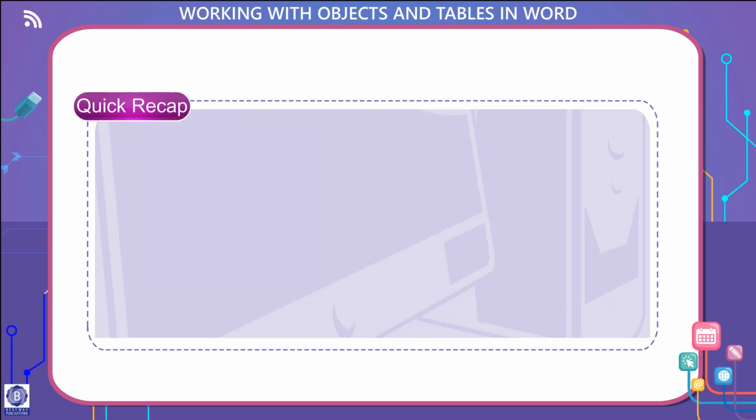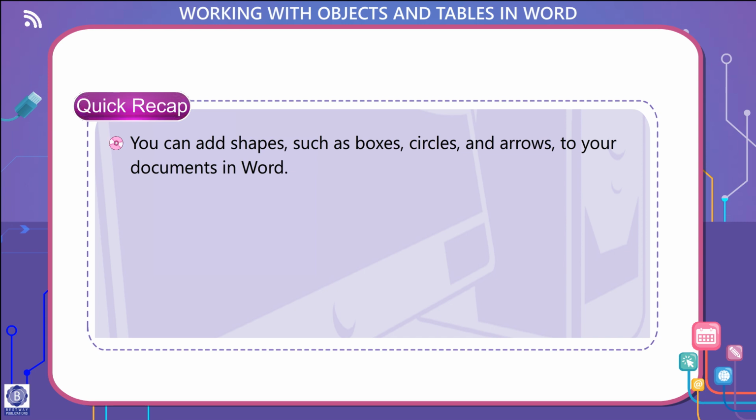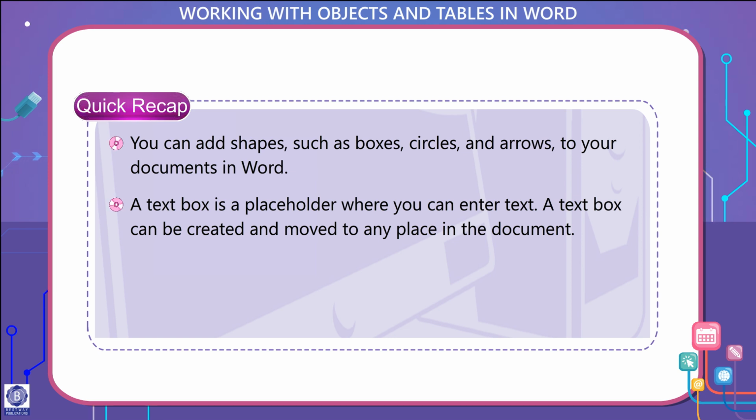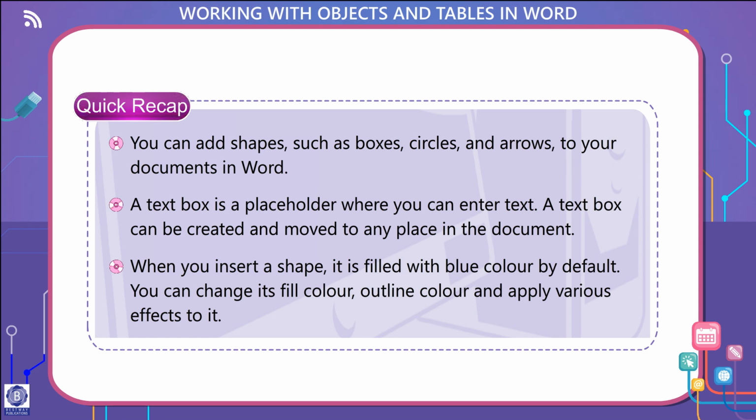Quick recap: you can add shapes such as boxes, circles and arrows to your documents in Word. A text box is a placeholder where you can enter text. A text box can be created and moved to any place in the document. When you insert a shape, it is filled with blue color by default. You can change its fill color, outline color, and apply various effects to it.